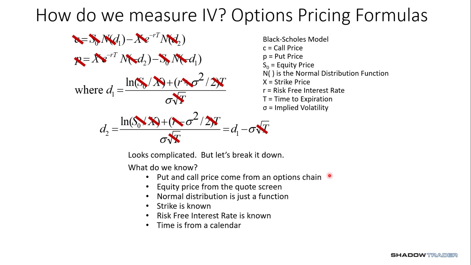So, now that we've taken care of either a call or a put from the option chain, that price, the equity's price from a quote, normal distribution, mathematical function, strike price, that's what we want to use, risk-free interest rate from a chart or from another source, time to expiration from a calendar, we now can find this implied volatility factor to plug into our option pricing. So we just solve for it.